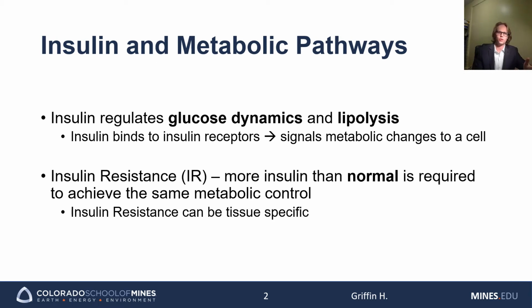When more insulin than normal is required to achieve that same metabolic control, this results in a phenomenon known as insulin resistance. Insulin resistance can be tissue specific. For example, it might require more insulin than normal to suppress lipolysis sufficiently, making your adipose tissue insulin resistant. Insulin resistance is an important measure to observe early, as it is a marker on the progression towards metabolic diseases like type 2 diabetes.